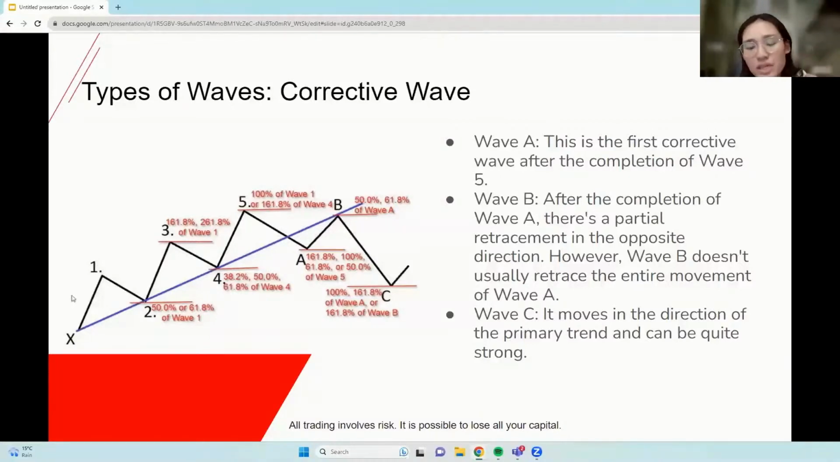Okay, wave B. After the completion of wave A, there's a partial retracement in the opposite direction, as you can see here. The partial movement is about 50% or 61.8% of wave A. However, wave B doesn't usually retrace the entire movement of wave A. So again, about 50% or 61.8%.